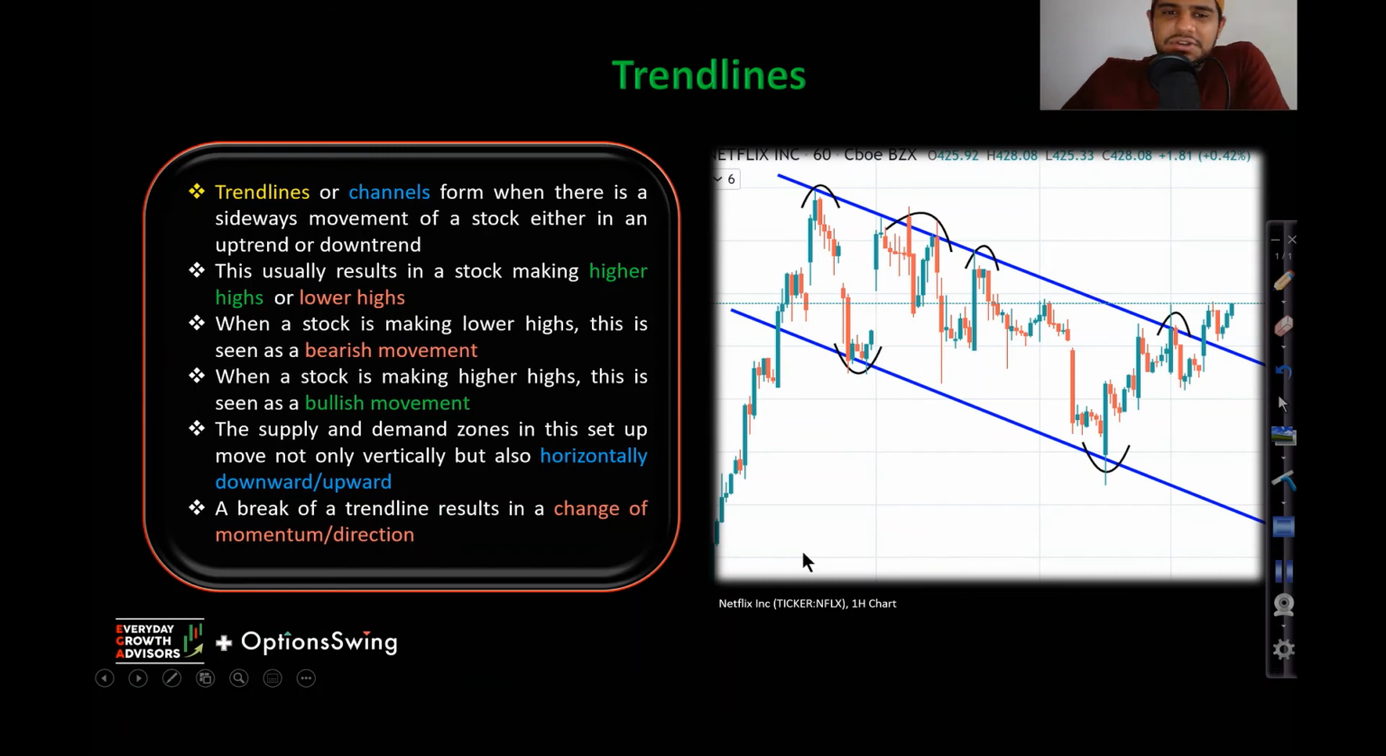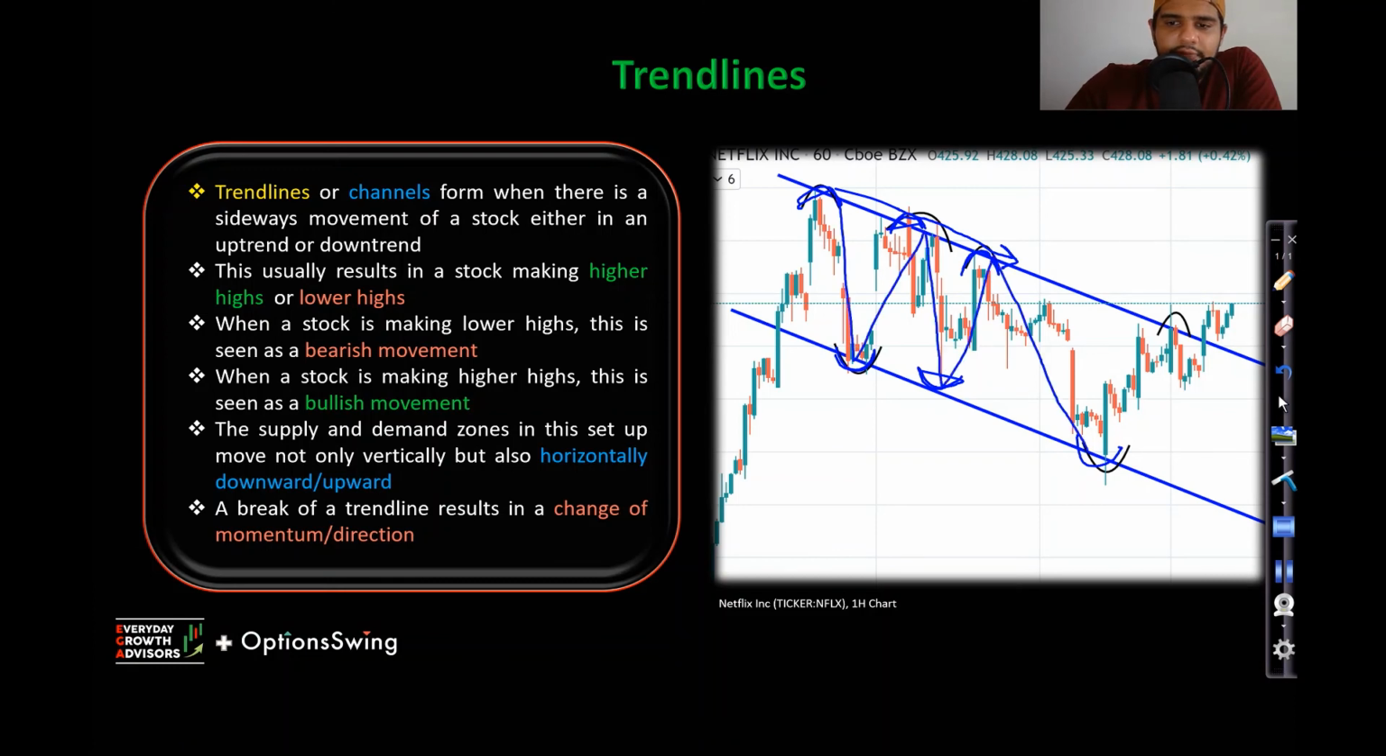Trend lines occur when there is a channel for the stock to move in, in either an uptrend or a downtrend. This usually results in a stock making lower lows, or for example here, this is a high and then you have a lower high. Lower high, that's a downward trend. So you can tell that this is starting from our channel. And this is a lower low, lower low, lower low, so you can tell that it is going like that.